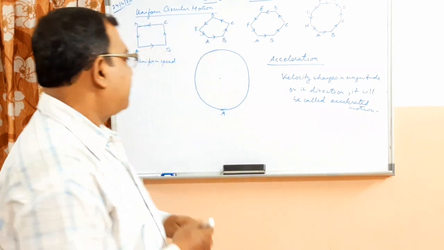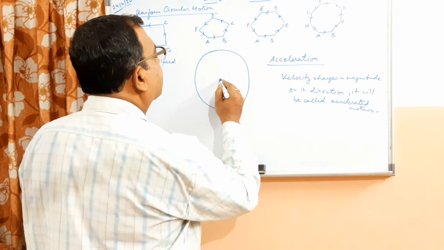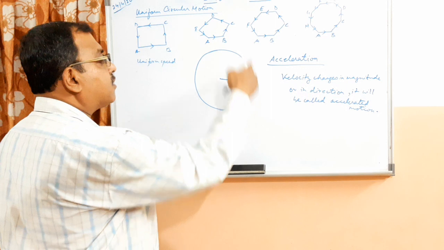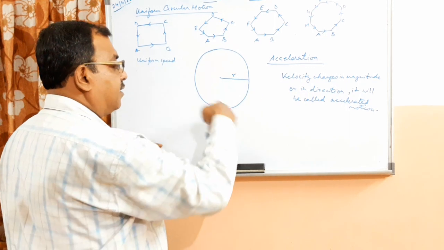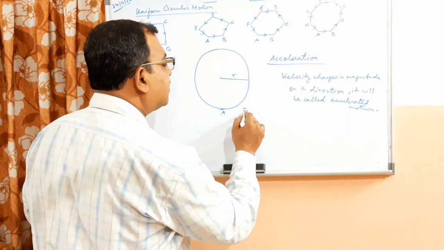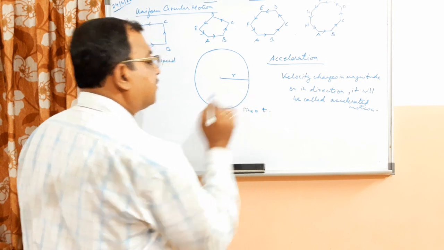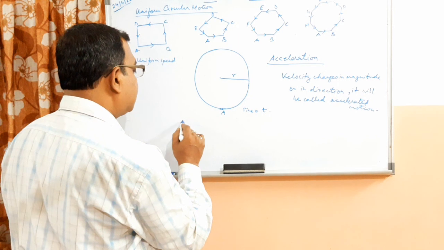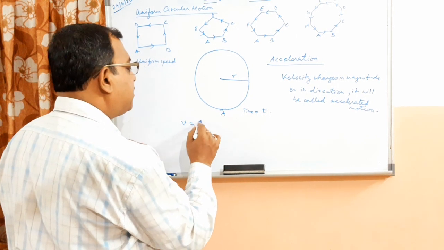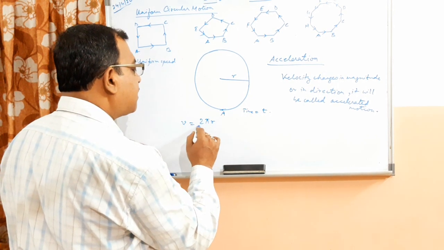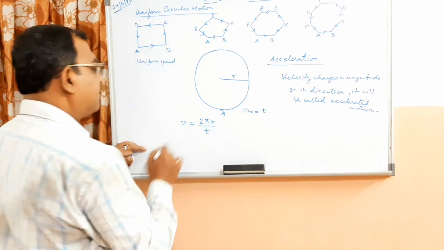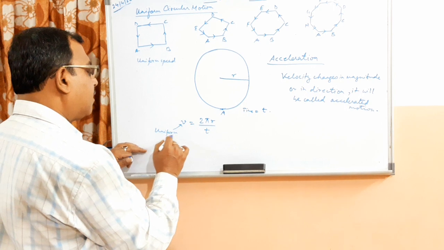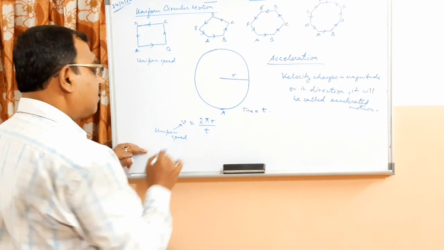Now, supposing if the radius of this path is r and the time taken to complete one round is t, then what will be the speed, uniform speed? So v will be 2 pi r by t. This is the uniform speed. Right?